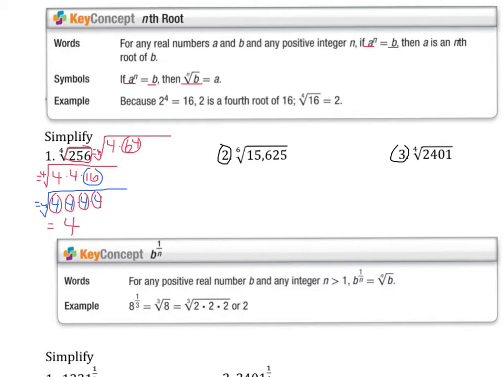For number 2, we're doing the sixth root of 15,625. So what times itself 6 times can give us that number? And for number 3, we're doing a fourth root. So what times itself 4 times will give us 2,401?